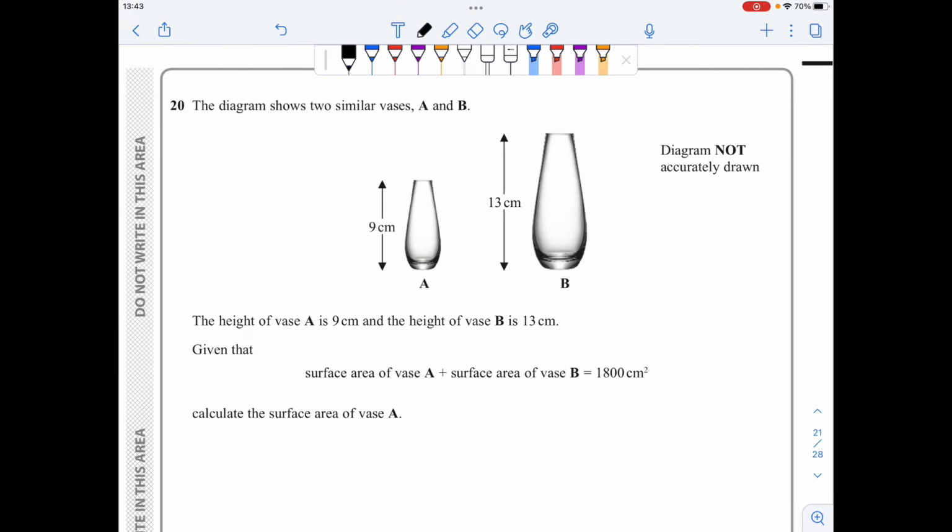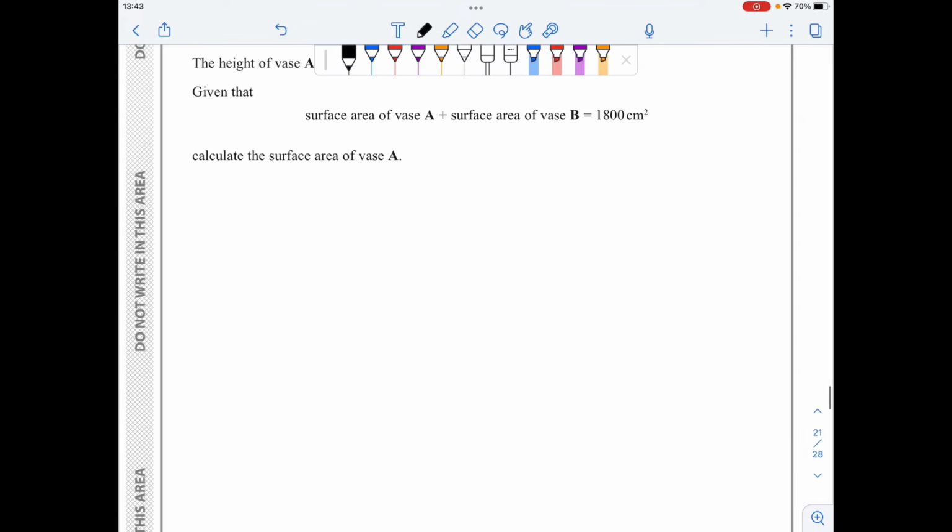For question 20, I've got two similar shapes. Now note, I've got the small one and I've got the large one. Now in terms of the length, 9 is multiplied by a scale factor of k and becomes 13. So 9k is equal to 13, which means k is equal to 13 over 9.